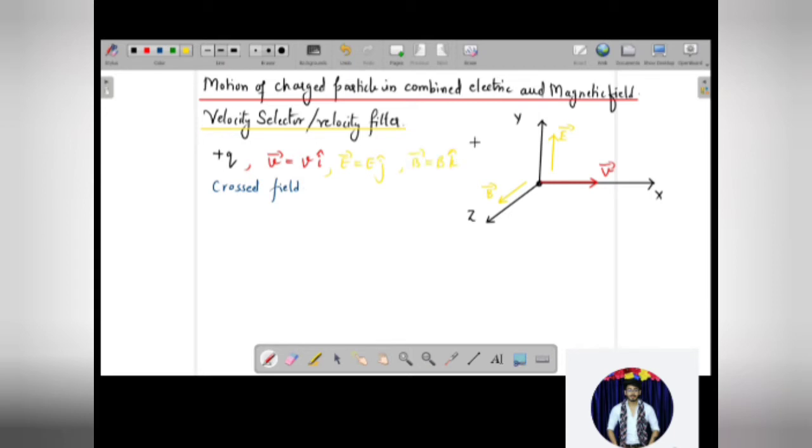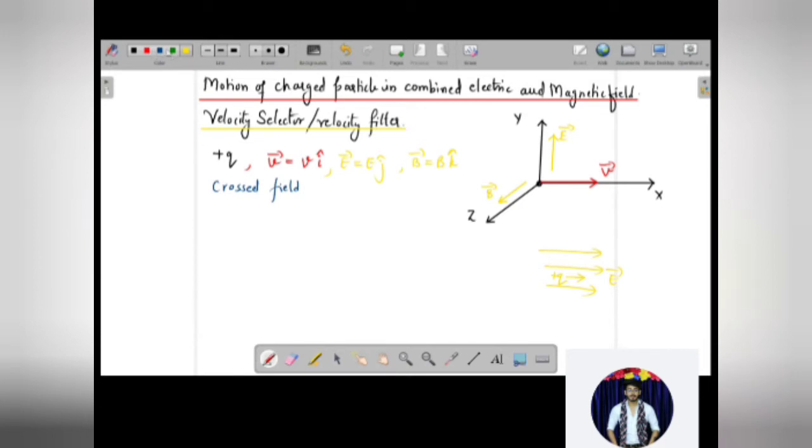Now since these crossed fields are applied over here and the charge is moving along the third axis, that is the x-axis, it's quite obvious that due to the electric field there will be an electrostatic force acting on the charge, and due to the magnetic field there will be a Lorentz force acting on the charge. Both the forces will be acting together. Since it is a positive charge placed in the electric field, we know that a force acts on the charge which is in the direction of the electric field. For a positive charge, the force acting will be in the direction of the electric field.